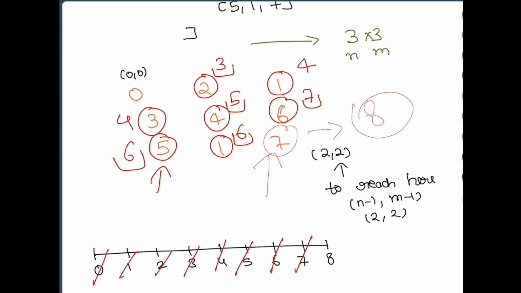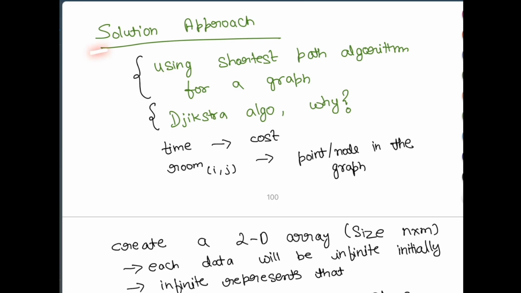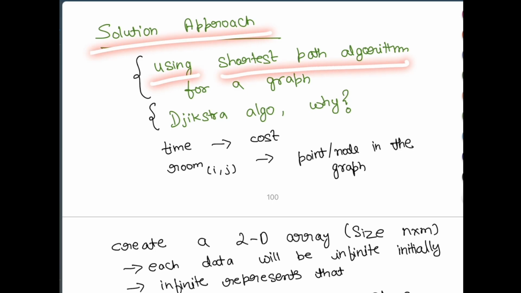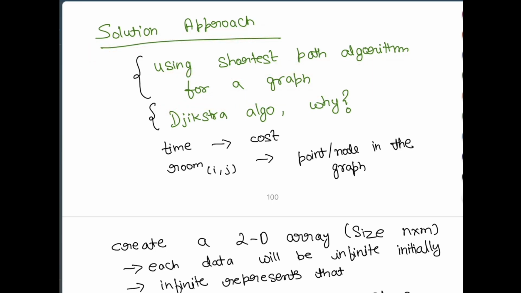So I think that's the in-detail explanation of how this problem is designed. Now let us focus on the solution approach. The solution approach is simple. We are going to use the shortest path algorithm for a graph, and the algorithm is this one, right? This is a very famous algorithm, Dijkstra's algorithm.